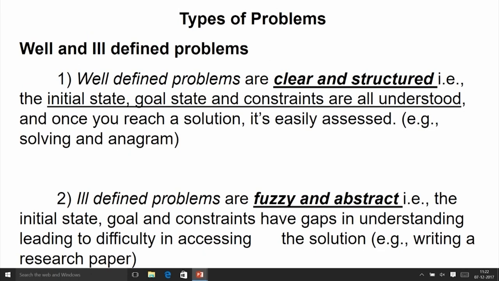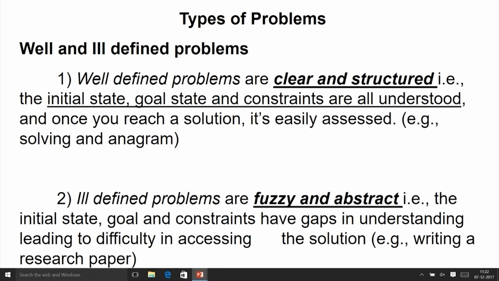So, those problems which present themselves in a very concise way, where you know where you start from and where you want to go, and you are also able to see the set of rules which you need to follow and the set of hindrances that you will face on the way, are called well-defined problems. For example, think of the problem of getting a license.